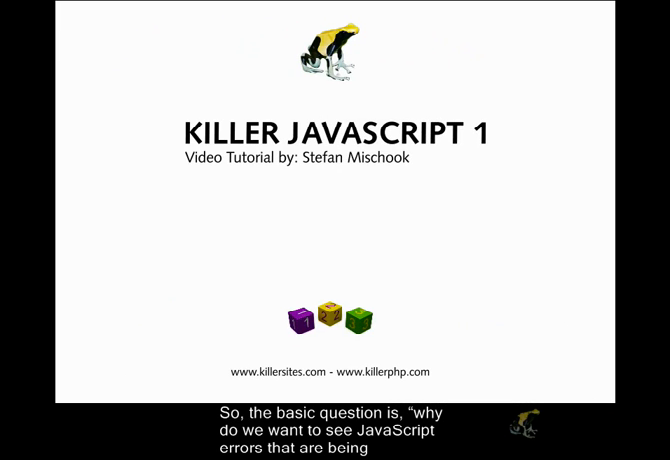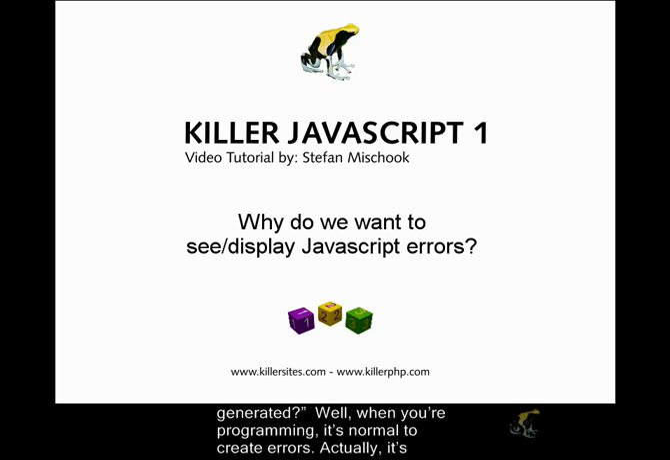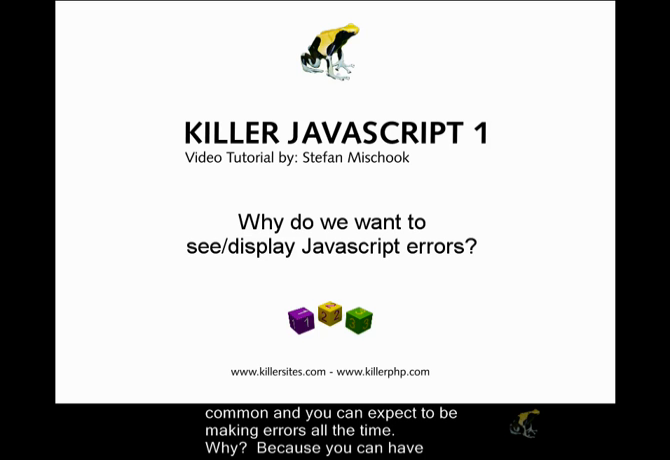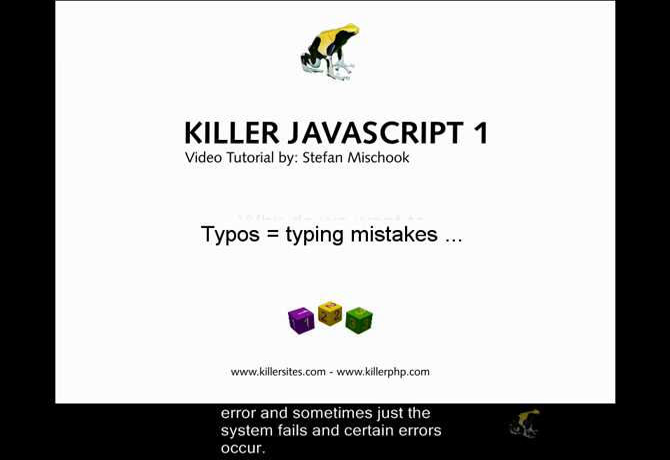So the basic question, of course, is why do we want to see JavaScript errors that are being generated? Well, first of all, when you're programming, it's normal to create errors. Actually, it's common, and you can expect to be making errors all the time. Why? Because you can have typos. That's most of the errors, to be honest with you. It's typically typos and the occasional logic error, and sometimes just the system fails and certain errors occur.